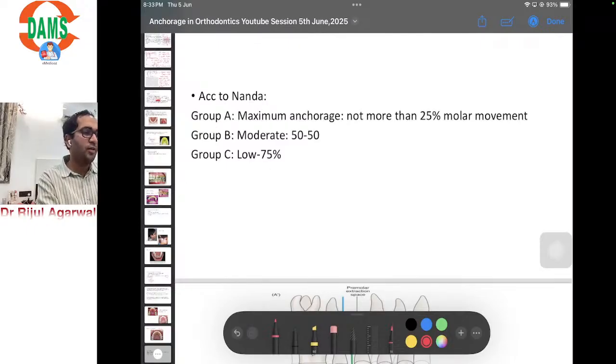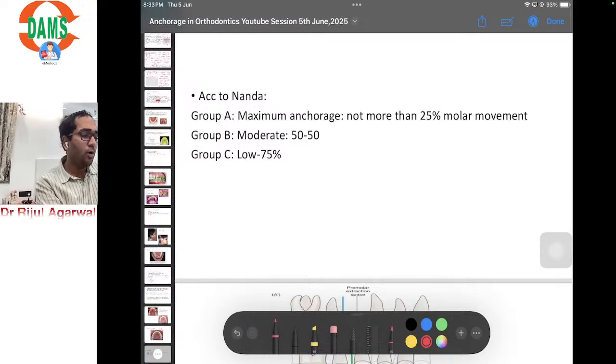So this is again a very important classification system. Group A anchorage, group B and group C. Image and theoretical questions on this have been asked many times by the examiners. So group A is maximum anchorage, in which there is not more than 25% of the molar tooth movement.